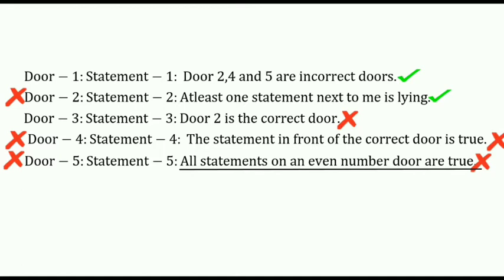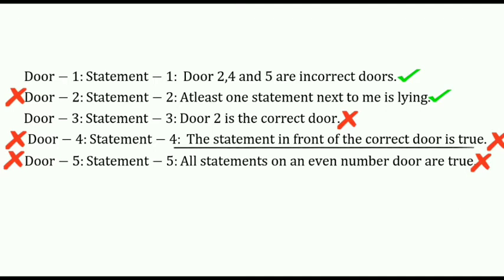Now it's the correct time to move on to statement 4, because through statement 4 we will figure out which is the correct door. According to statement 4, the statement in front of the correct door is true. This means if the door is correct, then the statement has to be true. But we will consider statement 4 as a false statement. So we have only two doors remaining, door 1 and 3. One of them is the correct door.